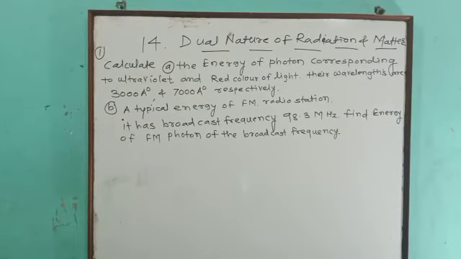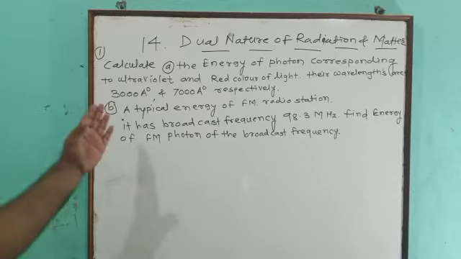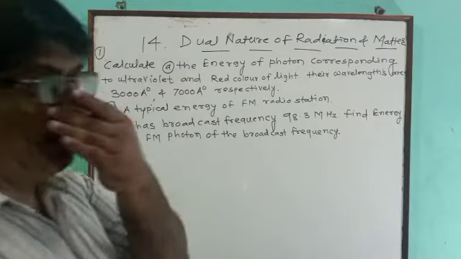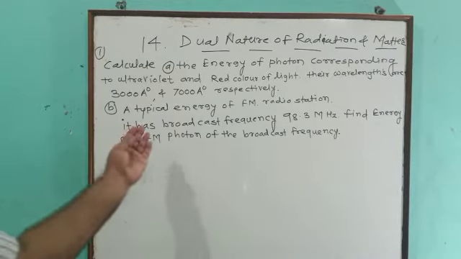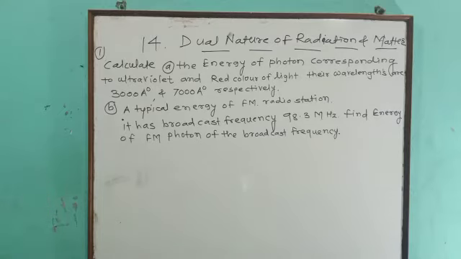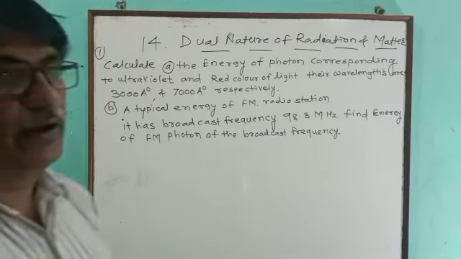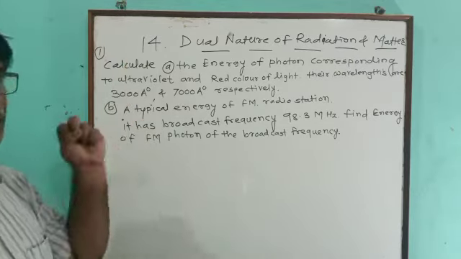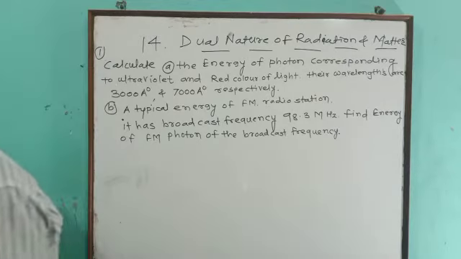See the numerical. Calculate the energy of a photon corresponding to ultraviolet and red color of light. Their wavelengths are given. Second, find the energy of an FM radio station if its broadcast frequency is 98.3 megahertz. Such types of questions are given in the textbook and are solved.